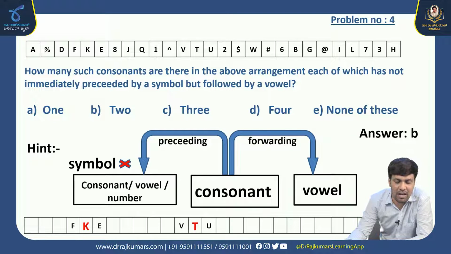Behind K we have a consonant, that is F. F is a consonant. And after K we have E, that is a vowel. So letter K is meeting the requirement. Coming to the second one, that is T. Behind T we have a consonant, that is V. And after T we have a vowel, that is U. So there are two consonants meeting the above requirement. So the right option for this question is option B.